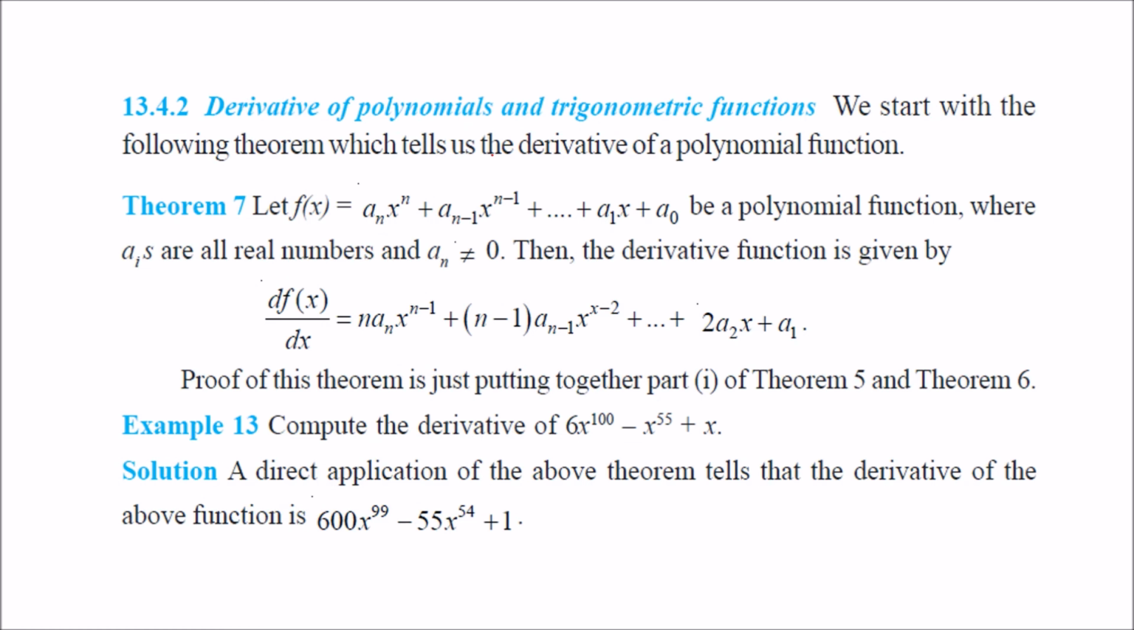Derivative of a polynomial. If this is a polynomial, you can easily find the derivative of the individual terms. For example, if you have 6x to the power 100 minus x to the power 55 plus x, the derivative of x to the power 100 is 100 x to the power 100 minus 1. So 100 x to the power 99, so 600 x to the power 99. Here 55 x to the power 54, and this will be 1.